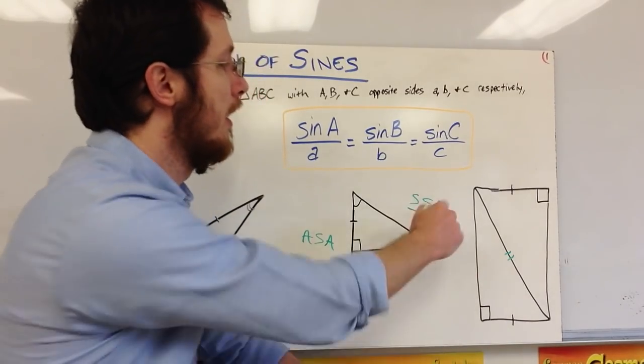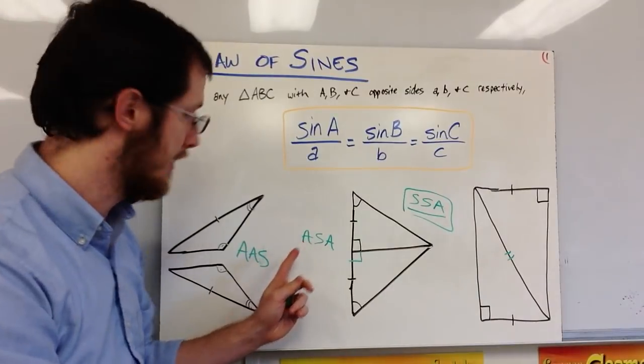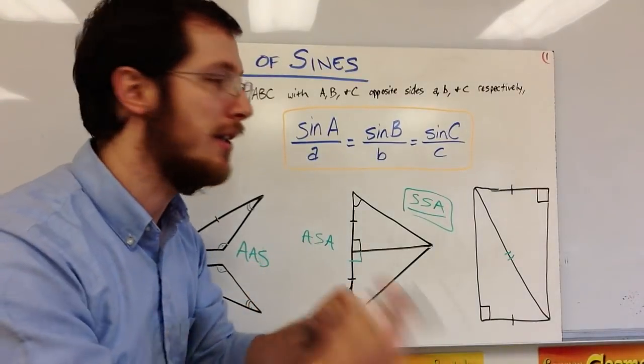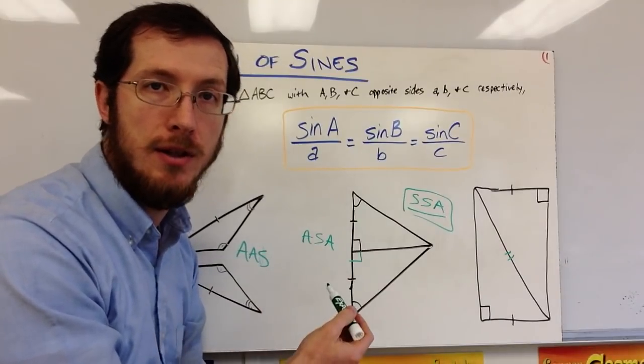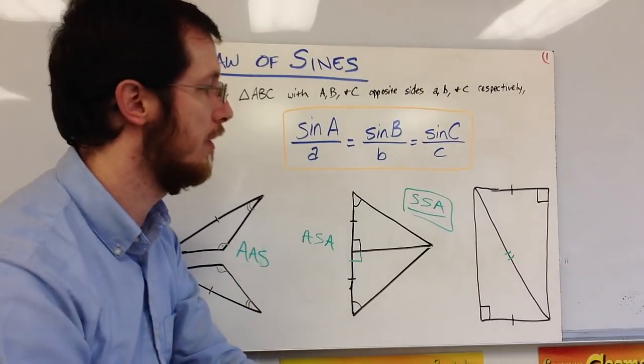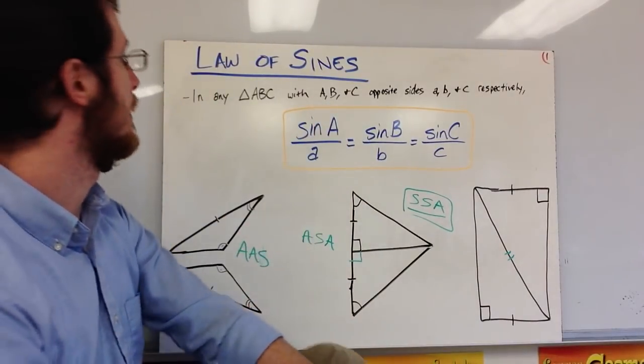But SSA is going to be important to us, as is ASA and AAS, just in recognizing what angles and sides we have given to us and what their relationship is to each other. It's going to be important to us when we look at the law of sines. So, what is the law of sines?